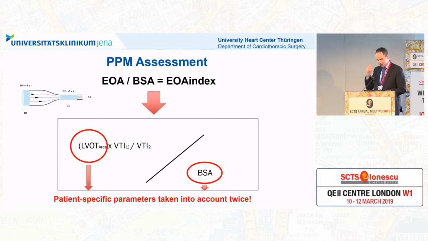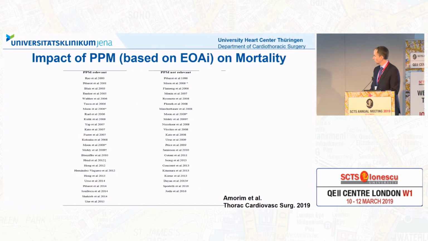So my point was: how effective is effective orifice area related to body surface area, if in those equations patient-specific parameters are referred to twice? You have your LVOT area, that is specific to your individual anatomy and geometry, and then you have your body surface area, that's also patient-specific, but it's a different value. So I think that it just camouflages things. That's my impression, because why divide it? The anatomical relationship is already in there. So let's see what that means.